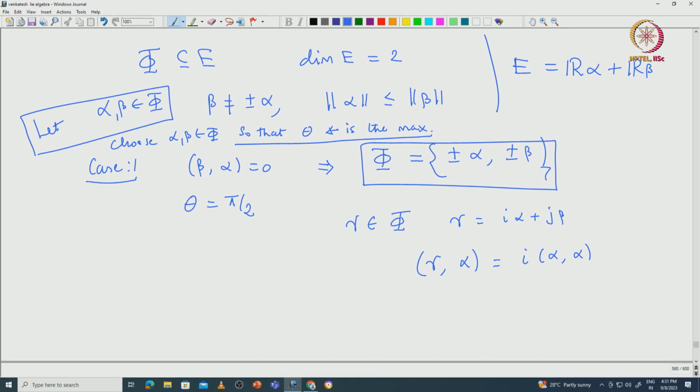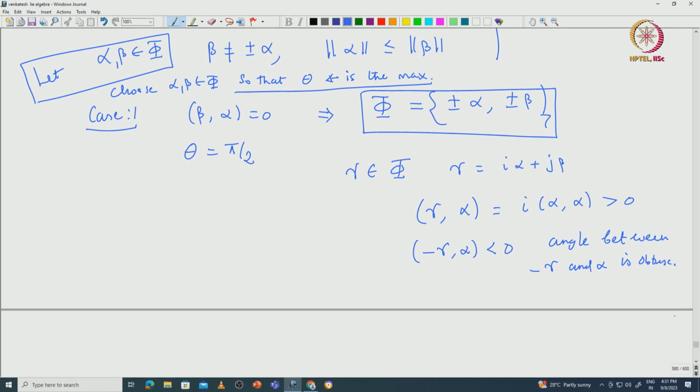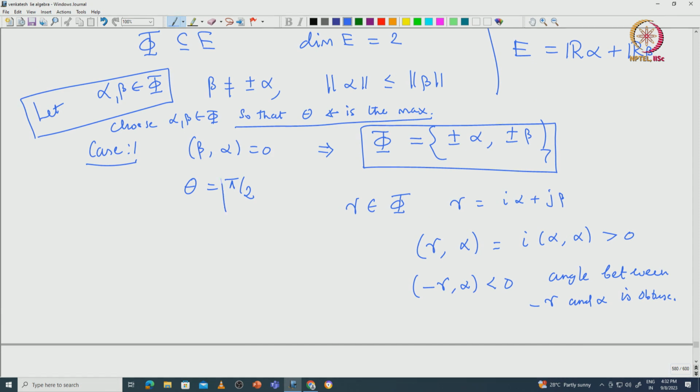If this is positive, then what will happen? The angle between alpha and gamma is going to be acute. But then if you take minus gamma with alpha, that is going to be negative. That means the angle between minus gamma and alpha is actually obtuse. So in that case you can see that the angle is more than pi by 2. That means we get more angle than what we already promised. So that is going to be a contradiction. That forces phi to be equal to plus or minus alpha and plus or minus beta.